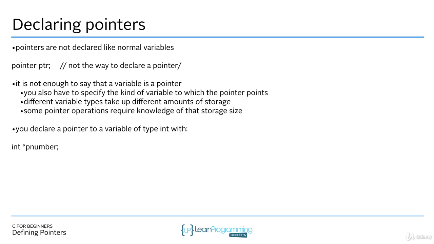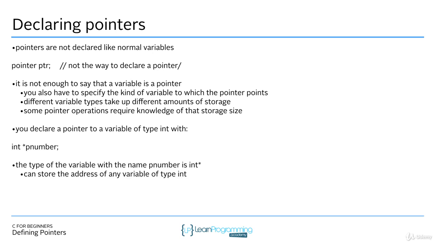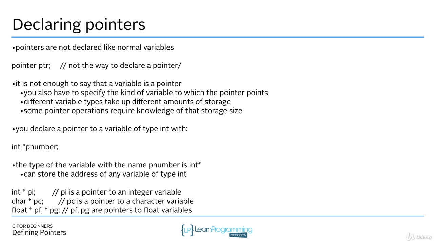The int looks the same, but after that is the asterisk. The asterisk signifies a pointer, and then you have to specify the type of the pointer itself. This is an int pointer. The type of the variable with the name p number is int star. It can store the address of any variable of type int. A pointer stores addresses, so if you're going to store the address of another variable, that variable has to be defined as an integer type. So here, pi is pointing to an integer variable.